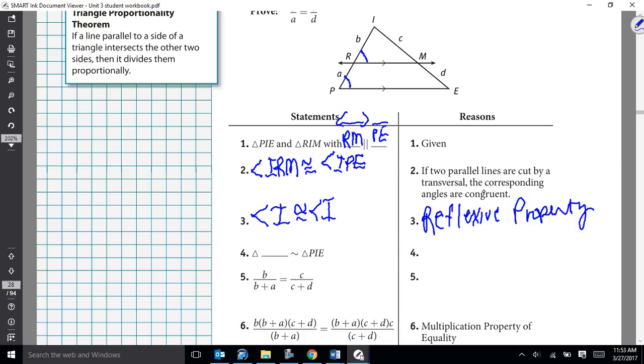All right, so now we need to be careful. In number 4, it says triangle blank is similar to triangle PIE. So we need to watch our order. We're starting with angle P here. So what angle corresponds to angle P in the other triangle? R. And then what corresponds to I? And then what angle corresponds to E? M. Order matters. And how do we know that those two triangles are similar?